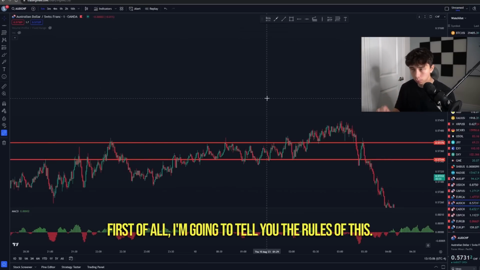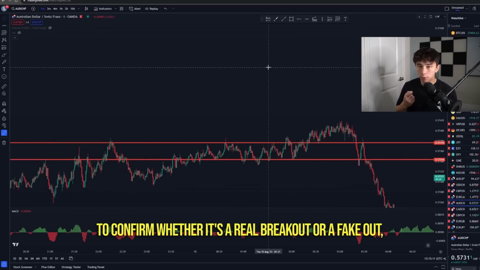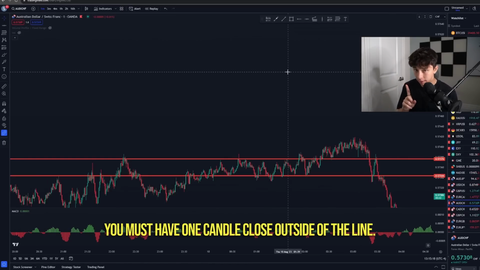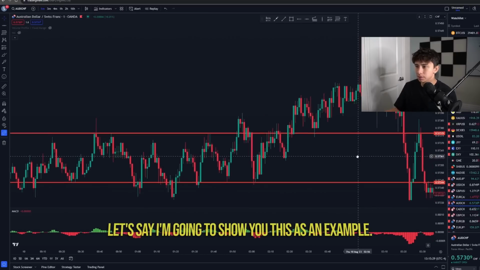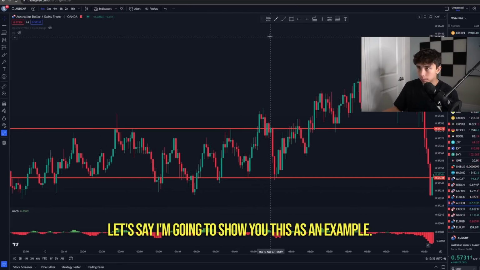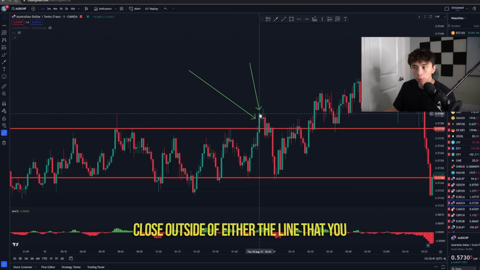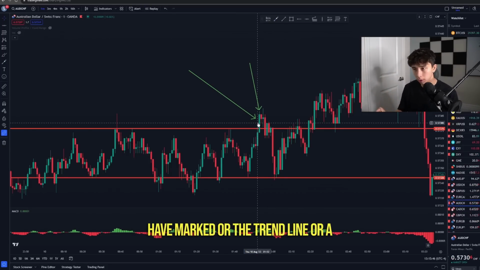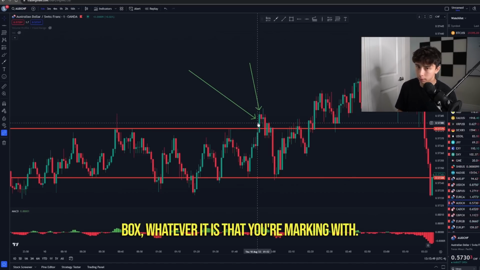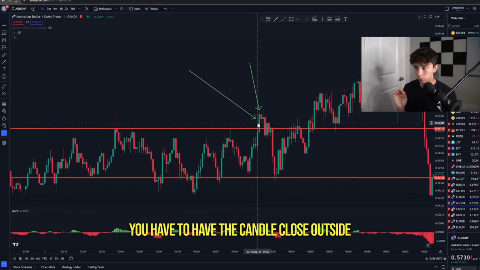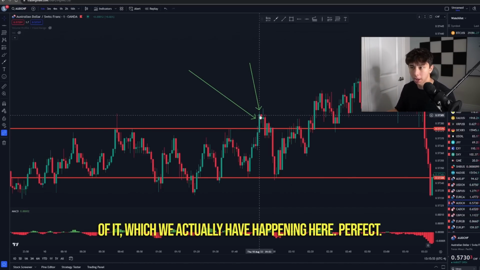First of all, I'm going to tell you the rules. To confirm whether it's a real breakout or a fake out, you must have one candle close outside of the line. Let me show you this as an example. You must have one candle, see this green candle right here, close outside of either the line you have marked, or the trend line, or a box, whatever it is you're marking with. You have to have the candle close outside of it, which we actually have happening here.